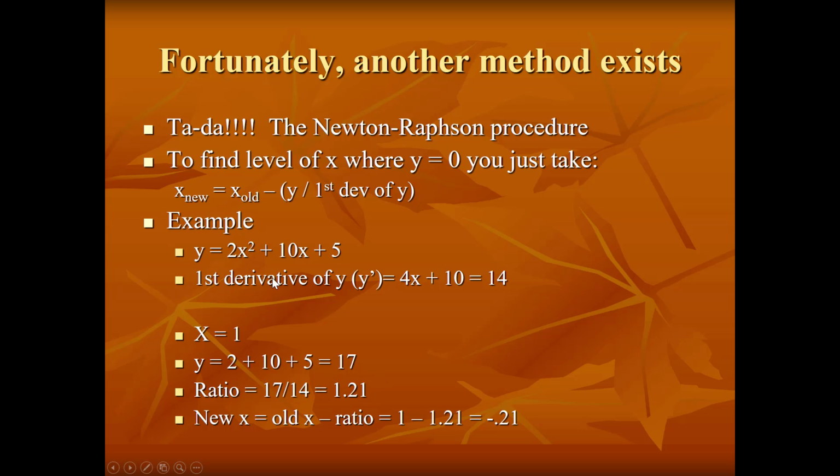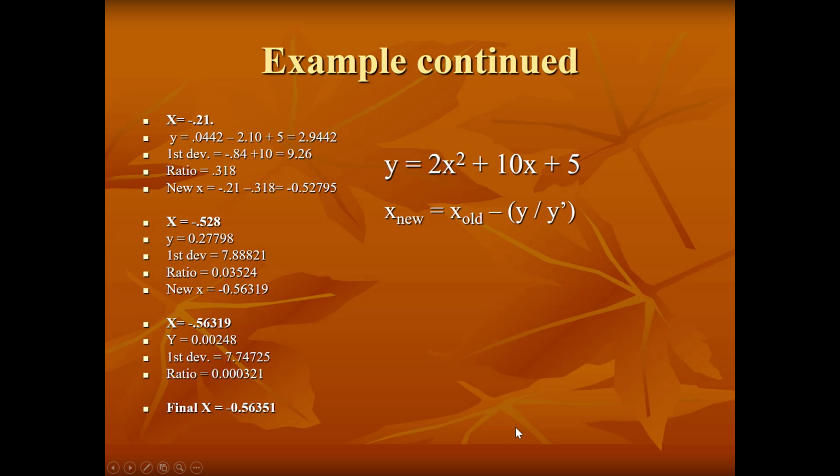So the revised estimate of x, where we're trying to find what value of x gives a y equal to 0, is going to be the old estimate minus this ratio, so 1 minus 1.21, which is negative 0.21. And now we do the same thing, but using x equal to negative 0.21. We plug it into this formula for y, and multiply that negative 0.21 squared times 2 plus negative 0.21 times 10, which is there, plus 5, and you get 2.9442.